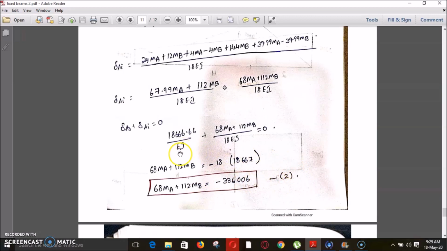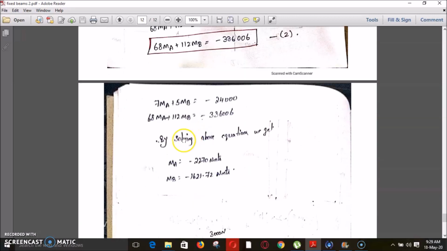Now we got two equations from the two compatibility equations. The first equation is 7 MA plus 5 MB is equal to minus 24,000. The second equation is 68 MA plus 112 MB is equal to minus 63,606. By solving both these equations, we get the MA value as minus 2270 Newton meters and the MB value as minus 1621.72 Newton meters.